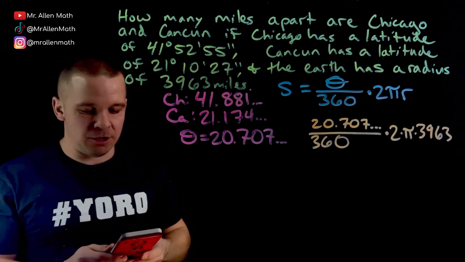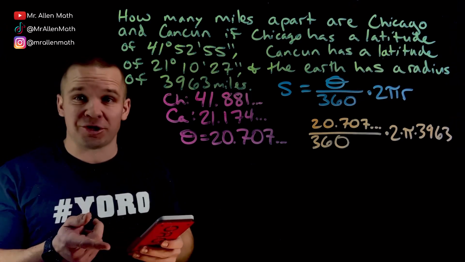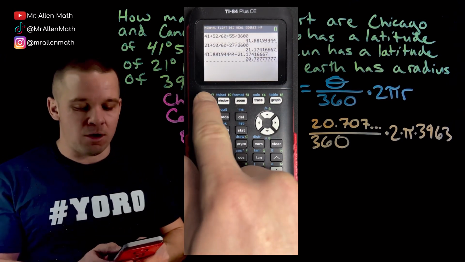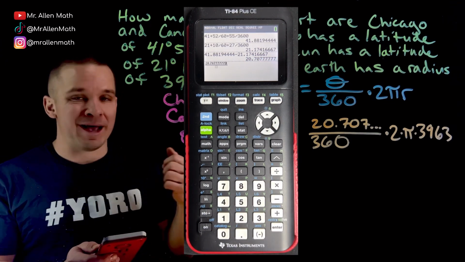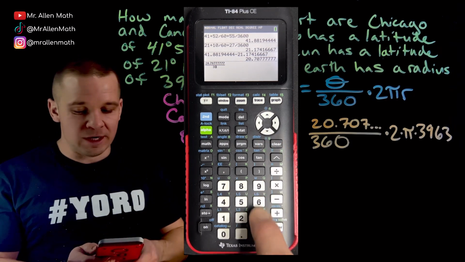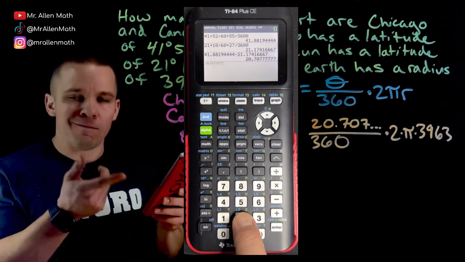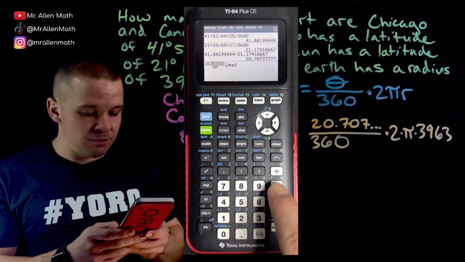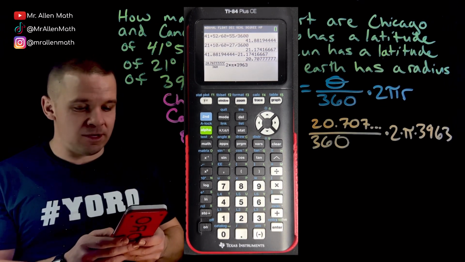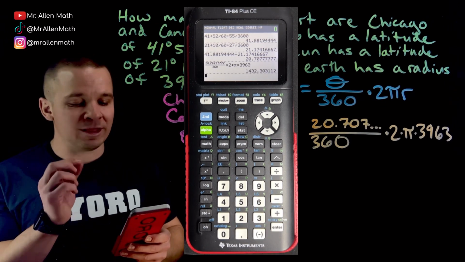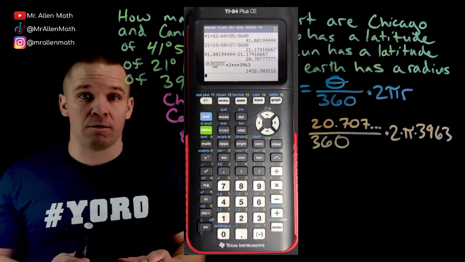Grab that bad boy. Let's do it. I'm going to take that 20.707, and I'm going to divide it by 360, or actually I could do this all as a fraction. I'm going to arrow up, pop that guy into my numerator by hitting enter. That's dope. 360, arrow over, and I can make it look exactly like we have written here, but in my calculator. So I got 2 times pi times 3,963, boom, and I get 1,432.303. So now it's time to round.